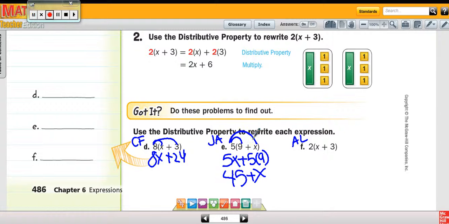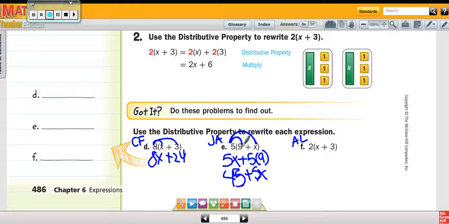Now how many x's do we have? So not just x, but 45 plus 5x. Very good. And that one's tricky, just remembering because they switched the order on us, right? Sharing the 5 with that. Okay. You're okay. You're fine.